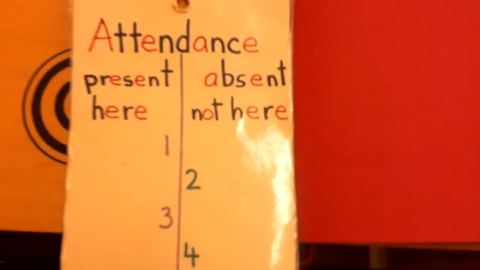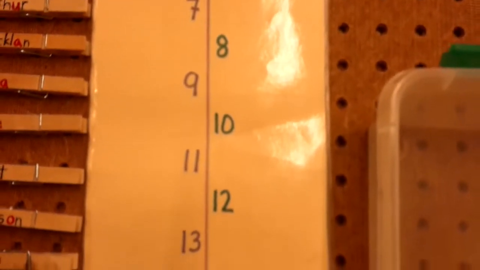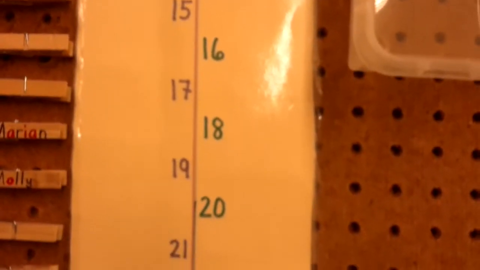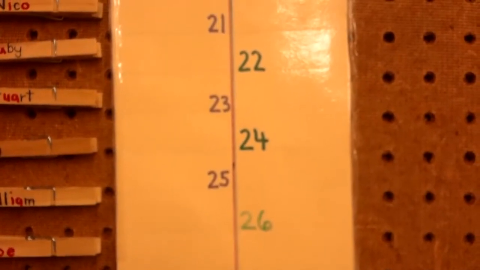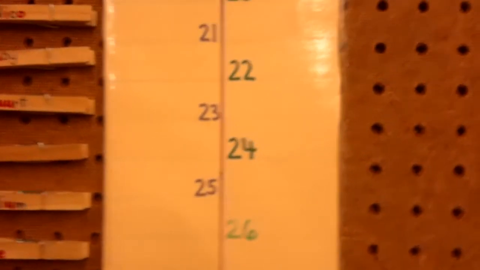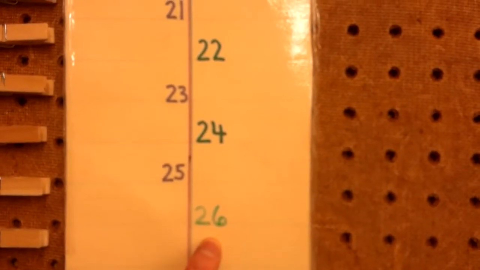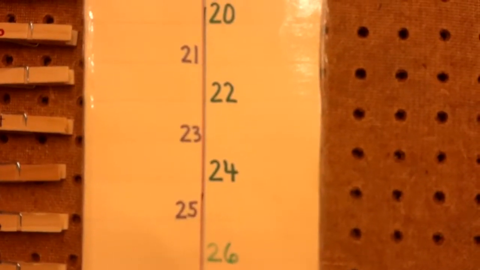Then this is like a T-chart, and then down the chart there are numerals with one space for each person in class. That is if there are 26 people in class. Our class would have less than that.